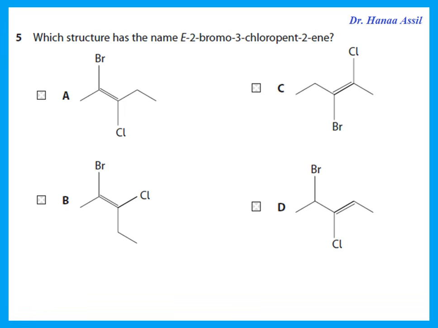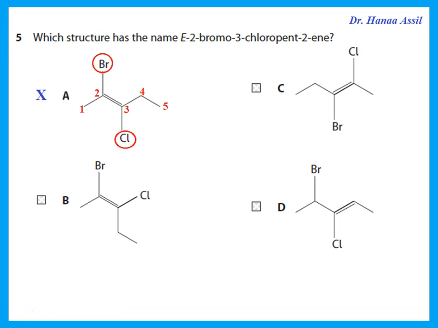How do we name an E or a Z? Remember that if I want it to be E, then the bromo and the chloro should be on opposite sides of the double bond. So if I look at A, the bromo and chloro are on opposite sides of the double bond. This is 5 carbons, so this is pent-2-ene, double bond at 2, and I have 2-bromo and 3-chloro. So this is actually my answer.